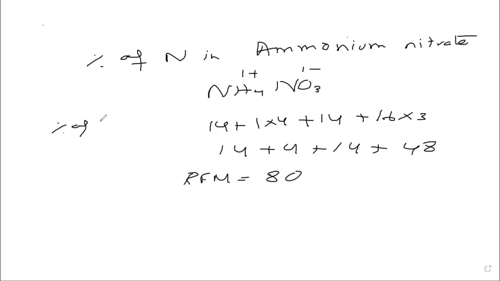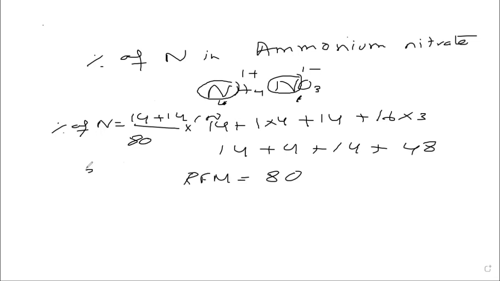All right. Now percentage of nitrogen is equal to how many nitrogen are there in this compound? 1 and 2. And under them no number is written. 1 nitrogen here, 1 nitrogen here. So I will write 14 plus 14 because there are 2 nitrogen, divided by 80 into 100. 14 plus 14 is 28 divided by 80 into 100. 35%.